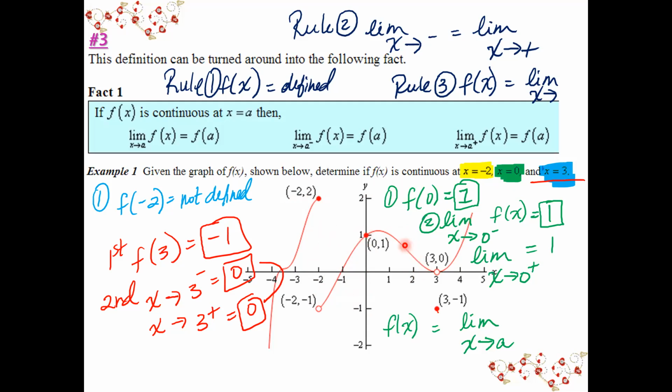When x equals 3, as I'm approaching x on the left side, it is at 0. As I'm approaching 3 on the right side, it is also at 0. But when x equals 3, it is at -1. So all 3 conditions are not met, so this one does not exist.